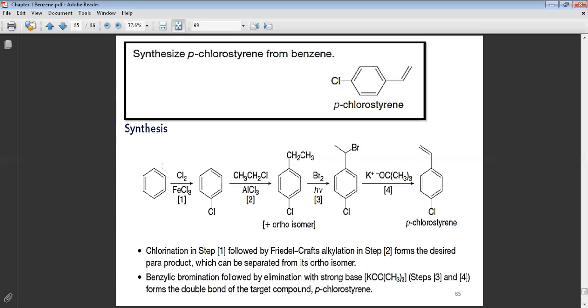Okay. How many steps do we have? 1, 2, 3, 4. 4 steps. We needed 4 steps to prepare this compound from the benzene.